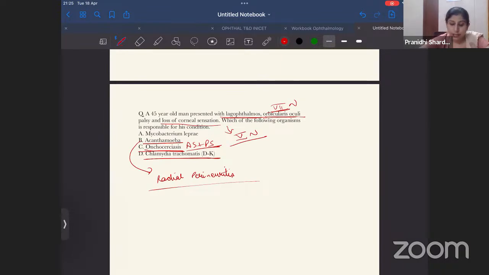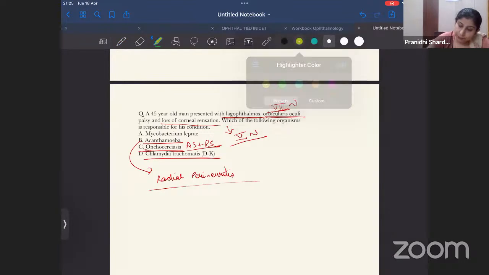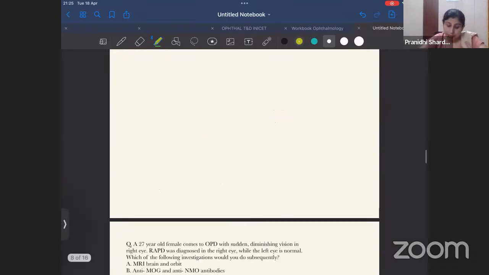So straight away our answer comes to Mycobacterium leprae. That is the leprosy which affects the peripheral nerve. It affects the 7th nerve. It affects the 5th nerve, which is causing the given symptoms. So the answer becomes Mycobacterium leprae.